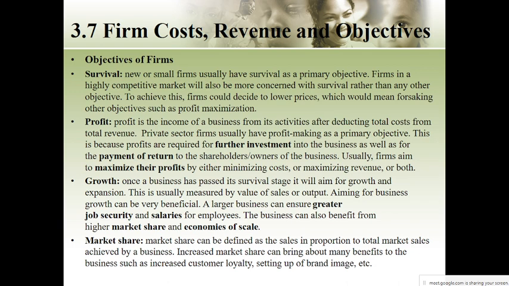The other one, profit. When you have a very good survival in the market, then you may be able to think about profit. Profit is the income of the business from its activities after deducting the total cost from total revenue. You already have calculated how you will calculate the profit. Private sector firms usually have profit making as a primary objective. This is because profit is required for further investment into the business as well as for the payment of return to the shareholders or the owner of the business. Usually a firm aims to maximize its profit by either minimizing cost or maximizing the revenue or both.